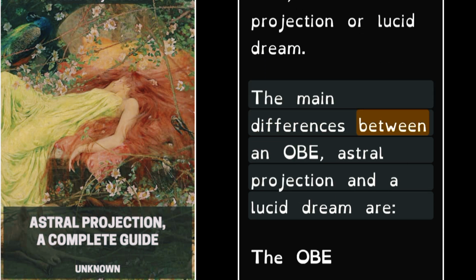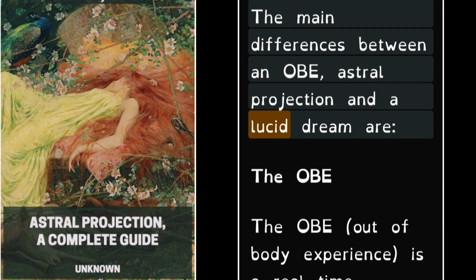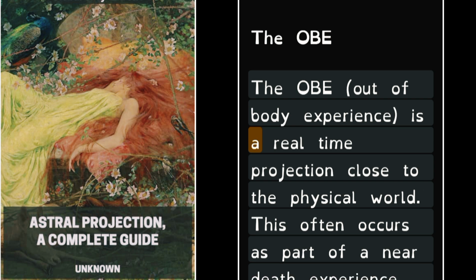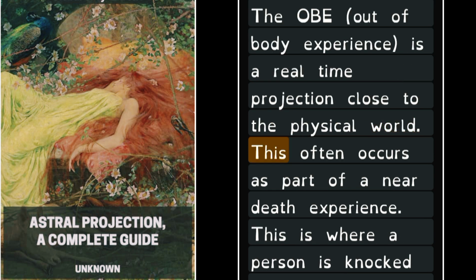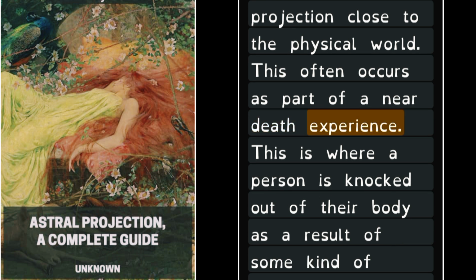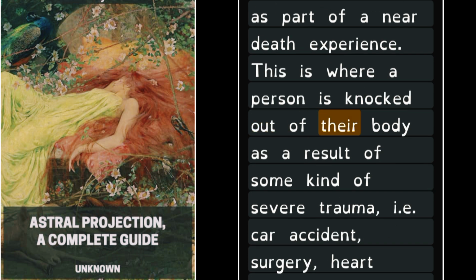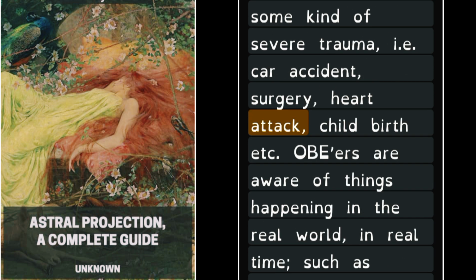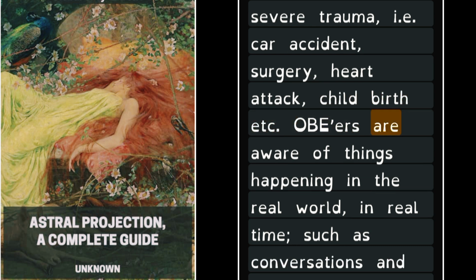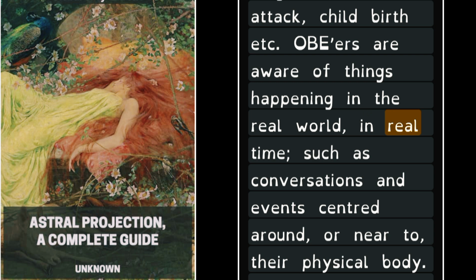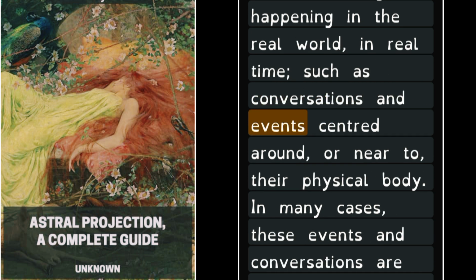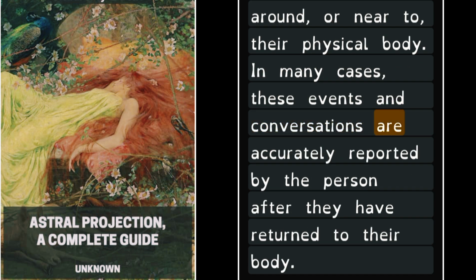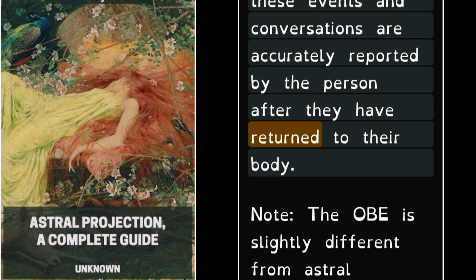The main differences between an OBE, astral projection, and a lucid dream are these. The OBE, out-of-body experience, is a real-time projection close to the physical world. This often occurs as part of a near-death experience. This is where a person is knocked out of their body as a result of some kind of severe trauma, that is, car accident, surgery, heart attack, childbirth, etc. OBEers are aware of things happening in the real world in real time, such as conversations and events centered around or near to their physical body. In many cases, these events and conversations are accurately reported by the person after they have returned to their body.